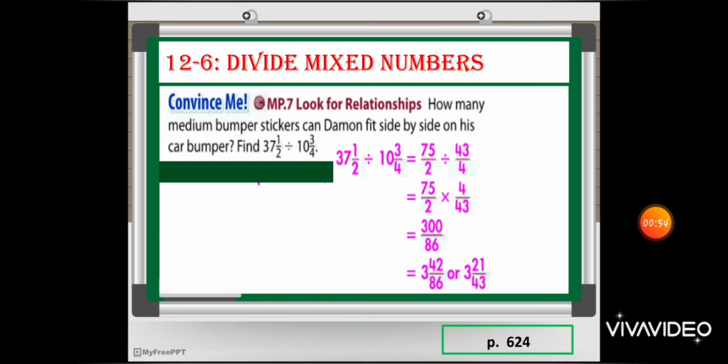Or, we can change it to 3 42/86, or 3 21/43, or simply 3 medium bumper stickers. Did you get it?